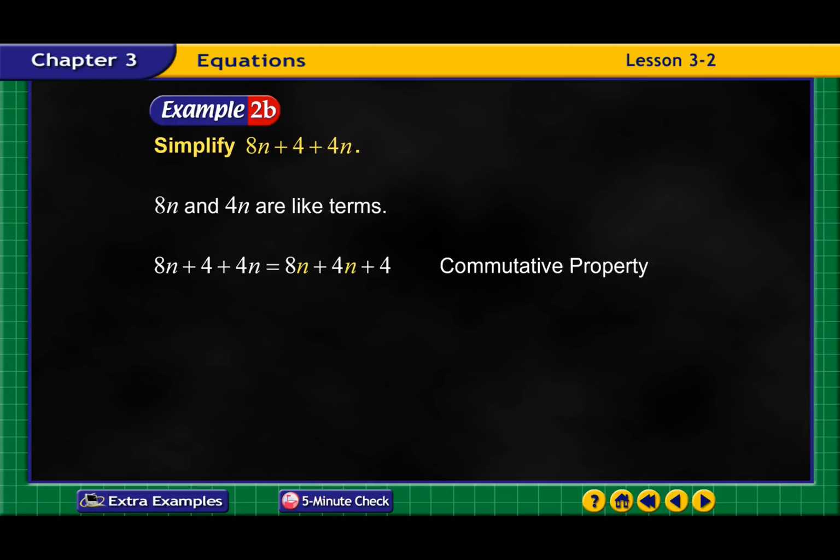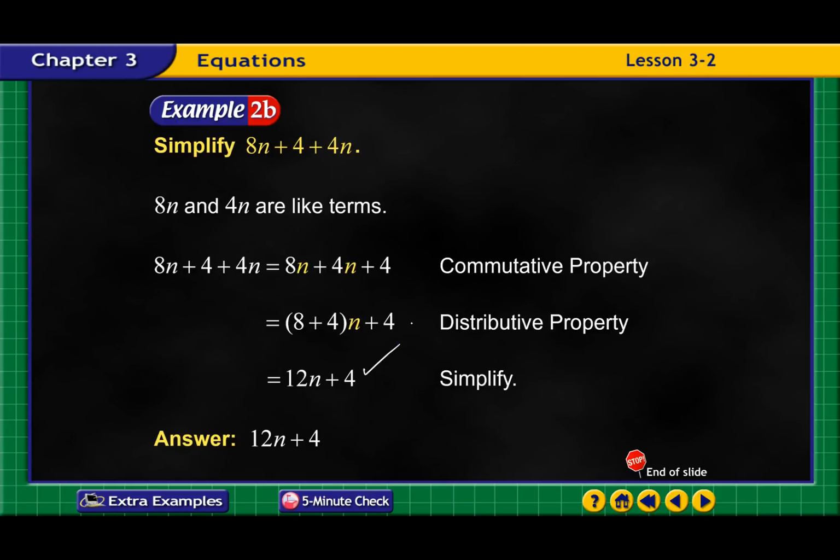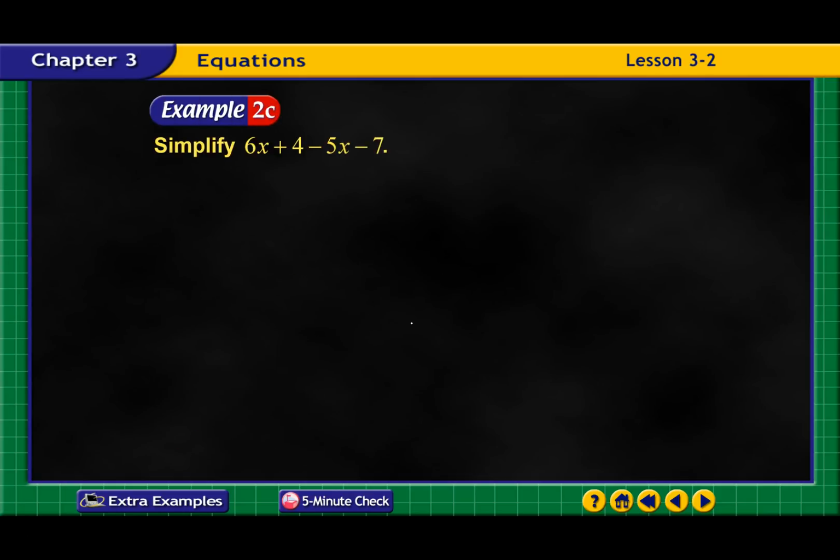So first they reordered them to make them easier to read. So I have 8n and 4n next to each other. Then I use the distributive property to put 8 and 4 in parentheses. Then I can add those together, which will make 12n plus 4. All right, keep going on the simplifying.